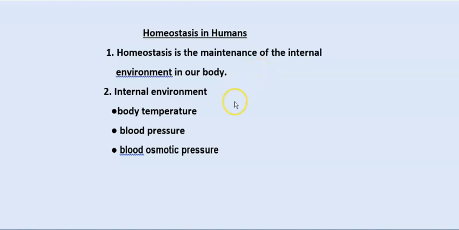Internal environment, for example, body temperature. Our body temperature must be maintained at 37 degrees Celsius or 36.9 degrees Celsius. Blood pressure, blood osmotic pressure, that is the amount of water and the amount of salt, all that must be maintained in our body. All this we call homeostasis.